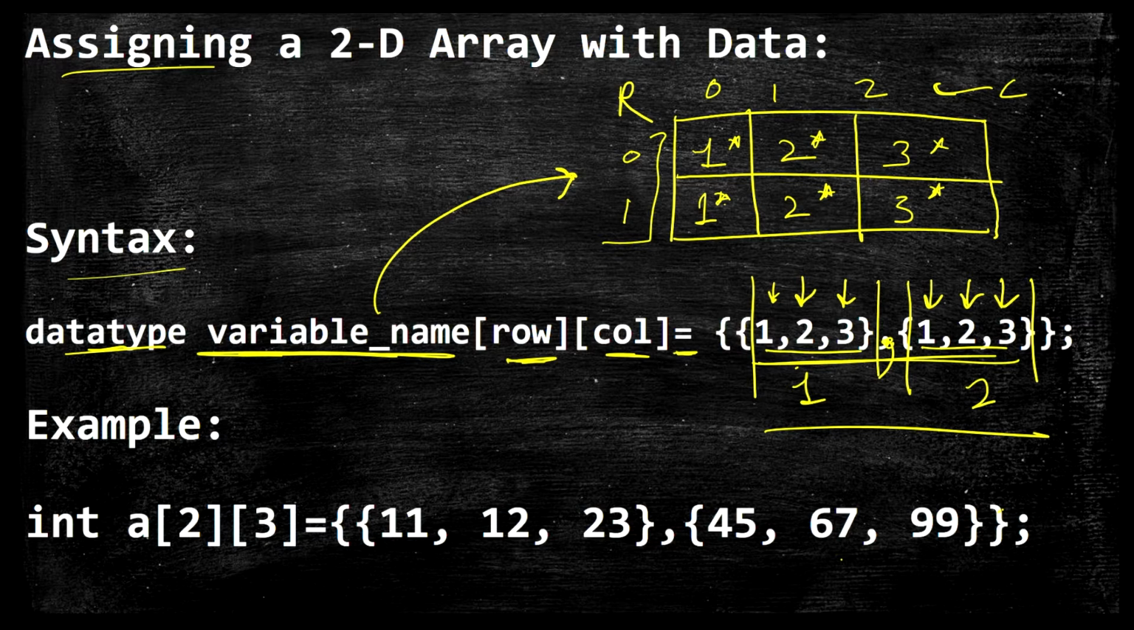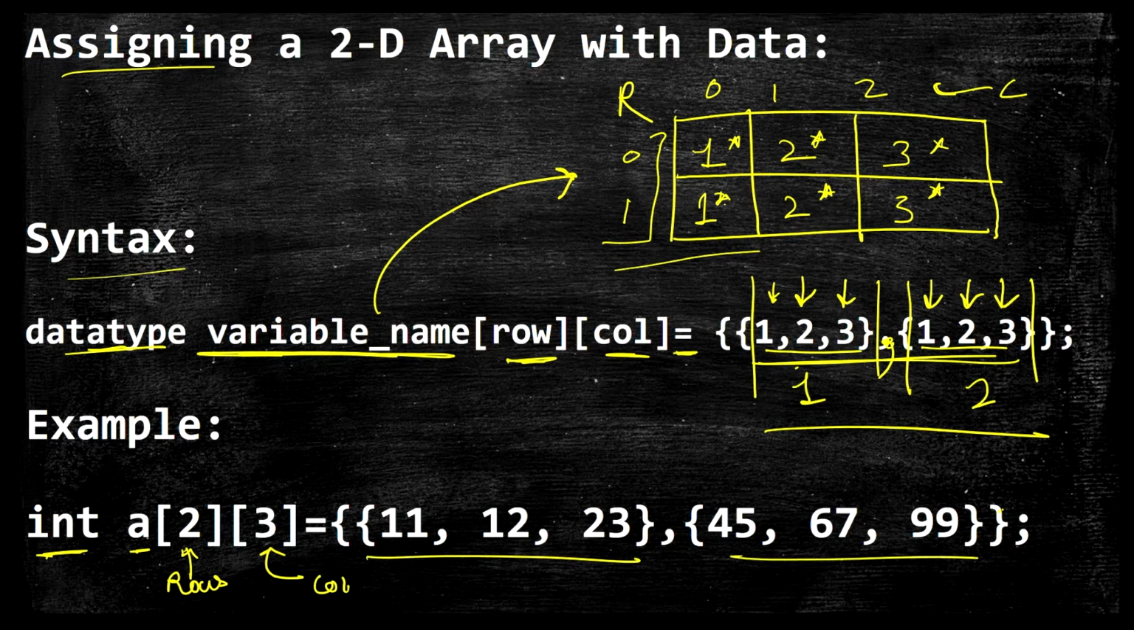Clear? So how do we declare an array? We declare an array like this. Let's consider the example now. It says int a. Int is the data type of the array, a is the array name. This is the number of rows, this is the number of columns, and these are the data members, this one and this one.